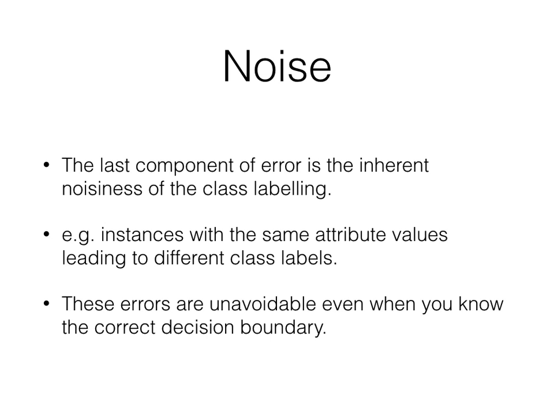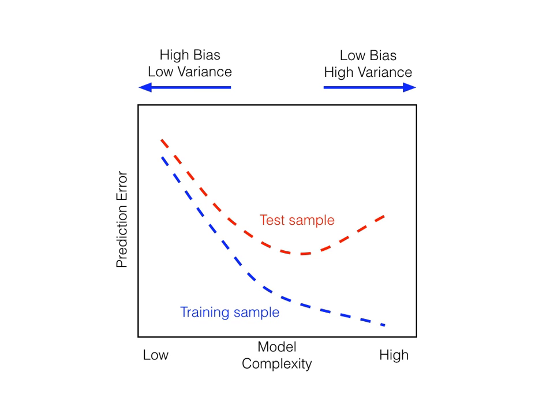And the last component is noise, and this is just the inherent noisiness of the class labeling or the output. And these errors are unavoidable even when you know the correct decision boundary, the correct line between the positive and negative cases. You can't really get away from the noise. So we can summarize what it's about on this slide.